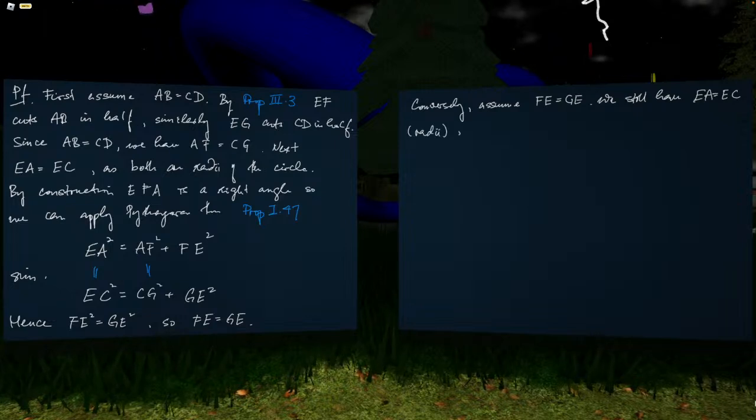And then, the radius doesn't depend on the respective lengths of AC, AB, and CD, right? So then we can apply Pythagoras again. So again, by Pythagoras, we get AF squared is equal to CG squared.